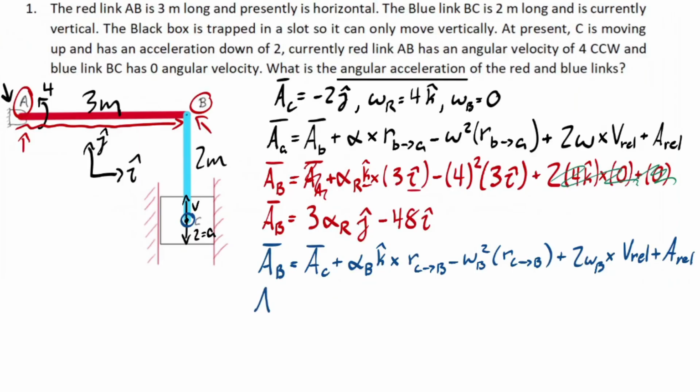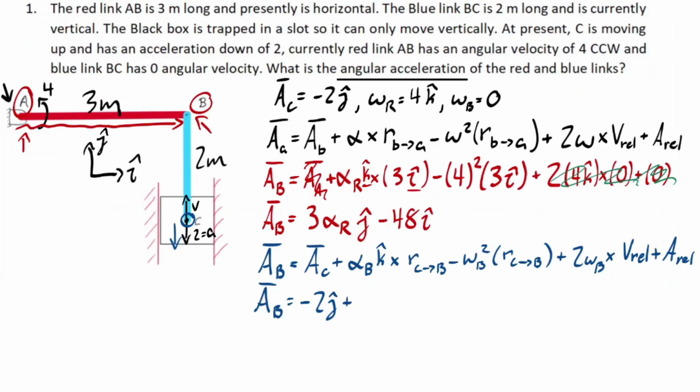Okay, so let's see. The acceleration of B equals, and then the acceleration of C was given. Since it's in this slot, it told us it was going downwards with a magnitude of 2. Since it's going downwards, that's the negative j. So this is negative 2j.